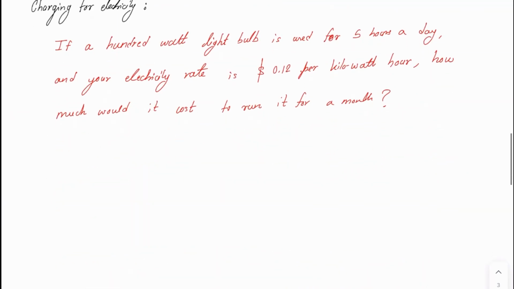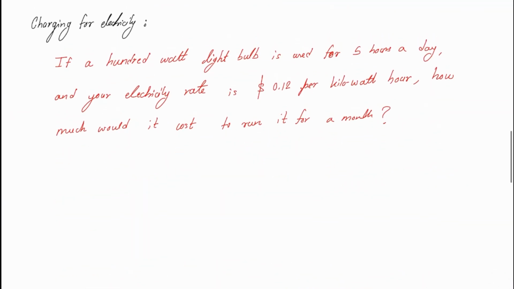The next type of question that you can see is, if a 100-watt bulb is used for 5 hours a day and your electricity rate is $0.12 per kilowatt hour, how much would it cost to run it for a month? This associates the kilowatt hour or watt hour or watt second with the dollar amount that you would need to pay depending on what rate you get.